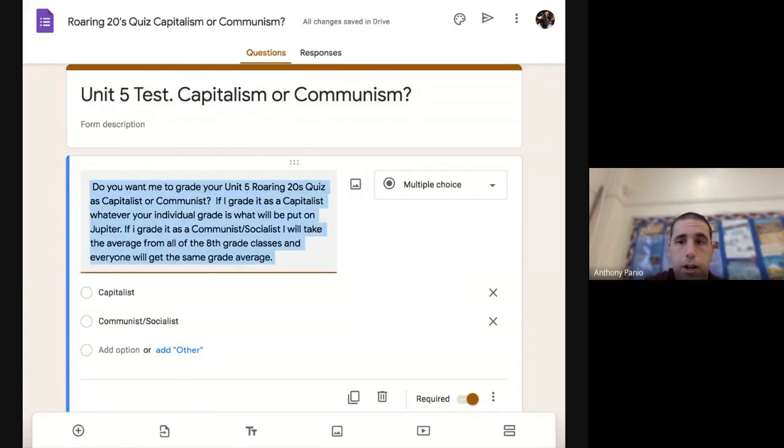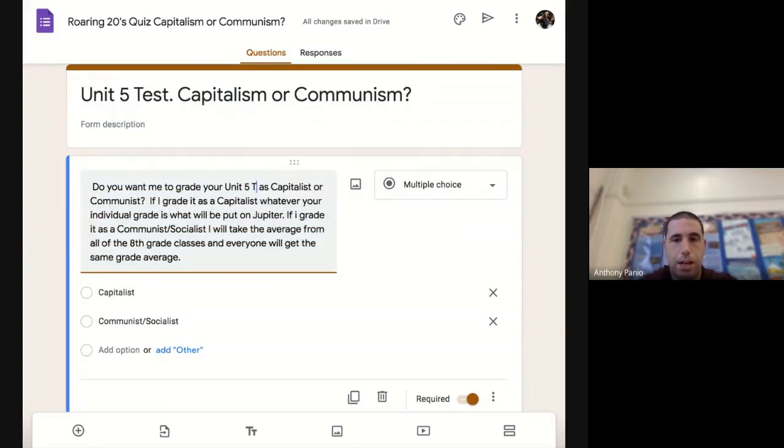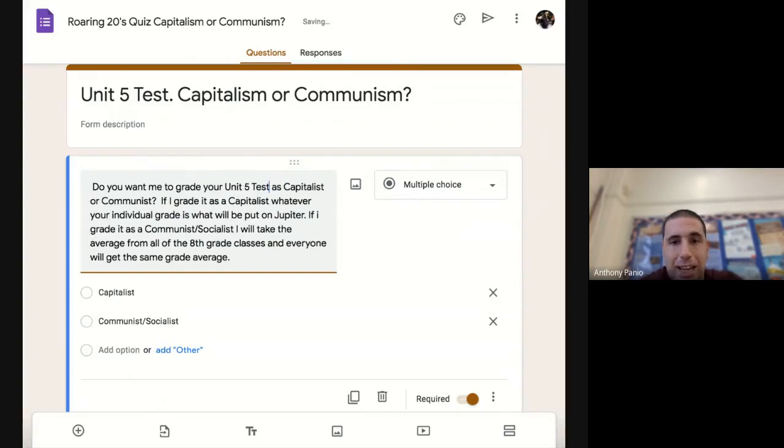Do you want me to grade your Unit 5 Roaring 20s test as a capitalist or a communist? I'll read this here. If I grade it, this is the test on Friday. If I grade it as a capitalist, whatever your individual grade is what I will be putting on Jupiter. So if Rosemary takes the test and Rosemary gets a 94, Rosemary gets a 94.